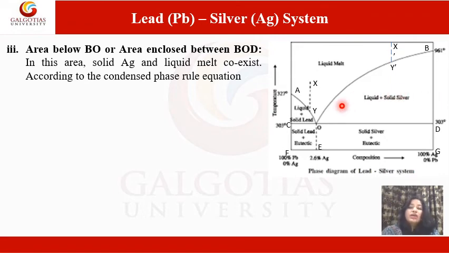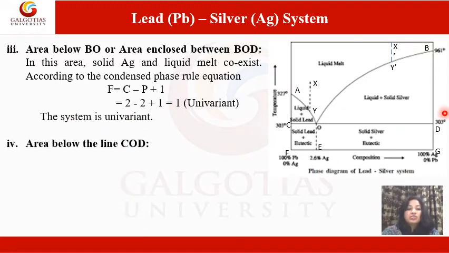The third area below BO, or the area enclosed between BOD. In this area, solid silver and liquid melt coexist. So according to the condensed phase rule equation, F is equal to C minus P plus 1, where C is equal to 2, P is equal to 2. So we put the values in the phase rule equation and we get 1, means the system is univariate.